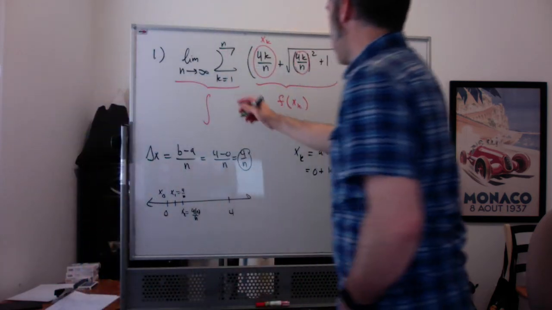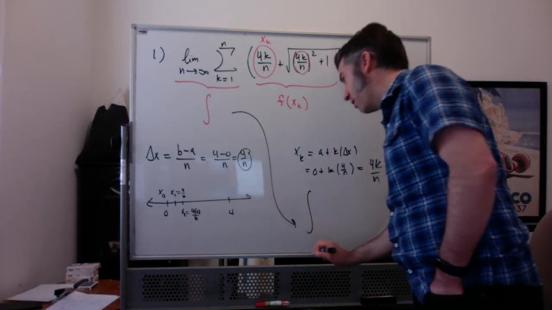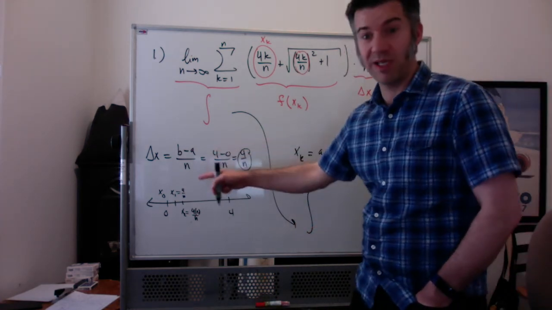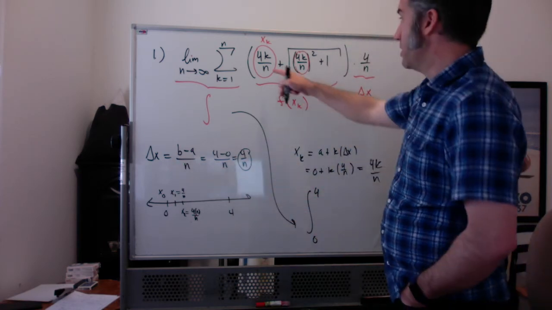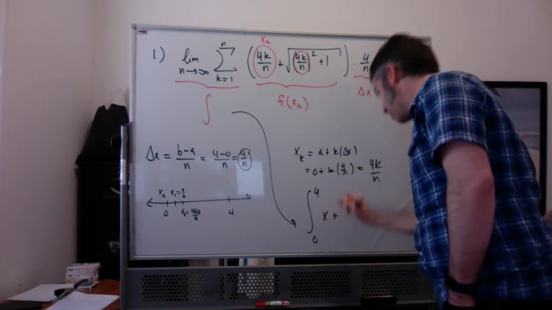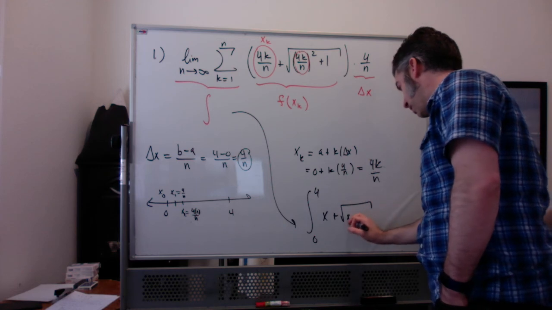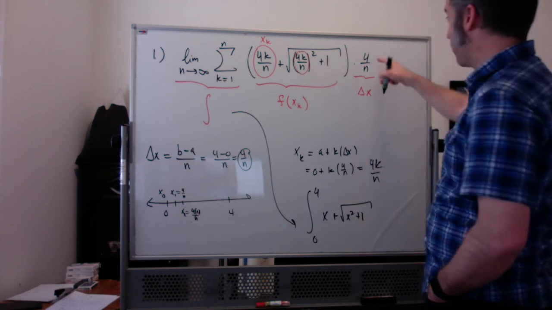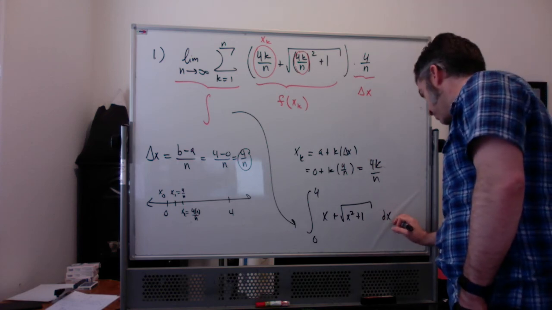So rewriting the integral, we'll write it down here. It's going to be the integral from, well, my limits of integration are 0 to 4, because my b was 4 and my a was 0. This x sub k becomes x when you write the integral. This also becomes x squared, so it's the square root of x squared plus 1. And then your 4 over n becomes delta x, which is your dx. And that's it.